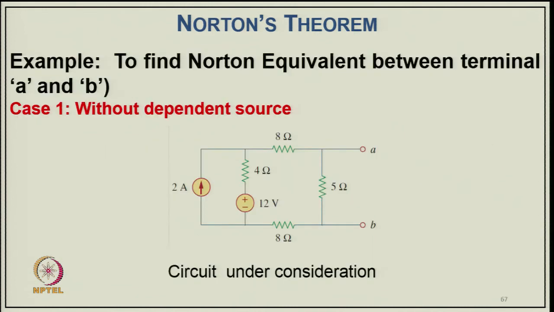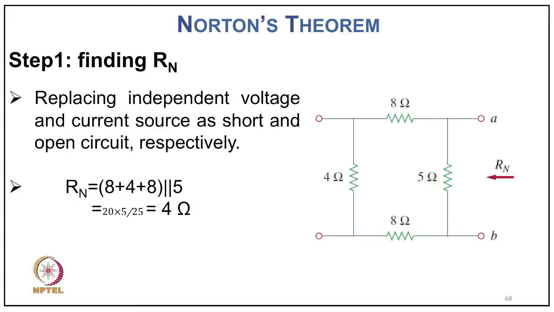So, coming to an example to find the Norton equivalent between the terminal A and B, considering the case without dependent sources. We have here a current source, a voltage source, and three resistances in this network across the terminal AB. According to the definition, to find RN or RTH, we replace the independent voltage and current sources with short and open circuit. So, we short the voltage source and open circuit the current source.